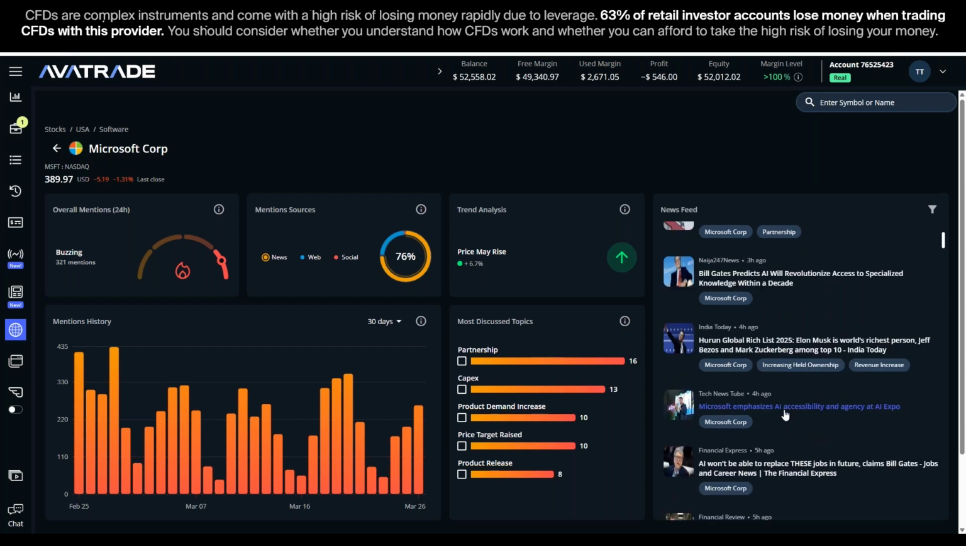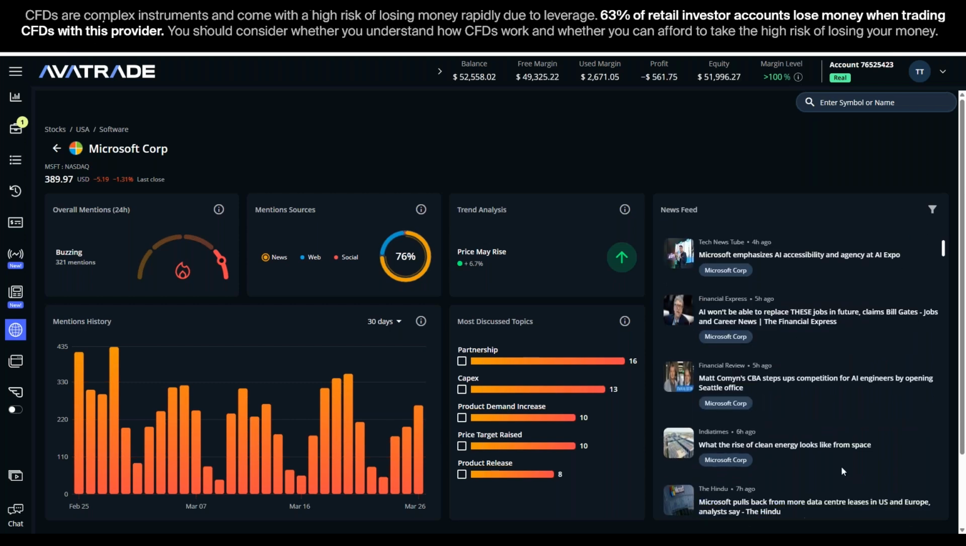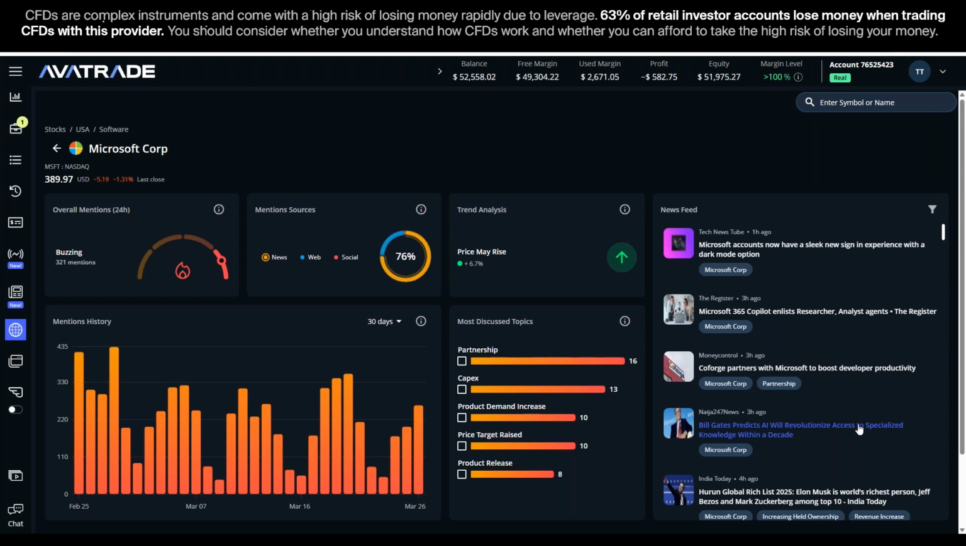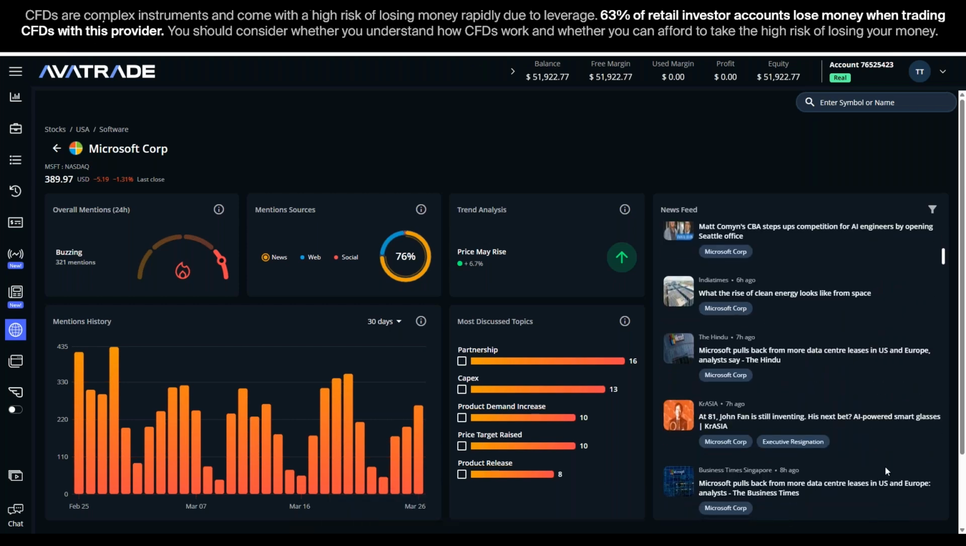You see a lot of articles about Microsoft trying to incorporate AI, artificial intelligence, into their products. And you'll see that with a lot of the tech companies. So you can read these articles, see if there's anything new that catches your eye to help you make a decision. Do I want to buy or sell on this, or maybe just leave it alone if nothing convinces you?